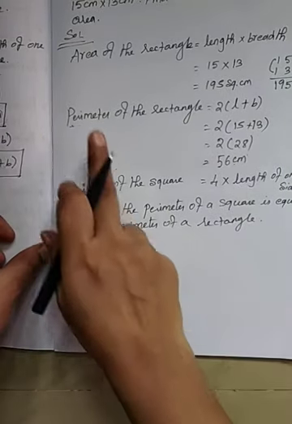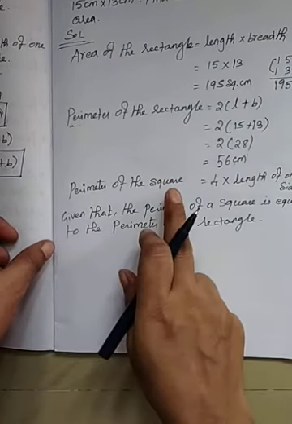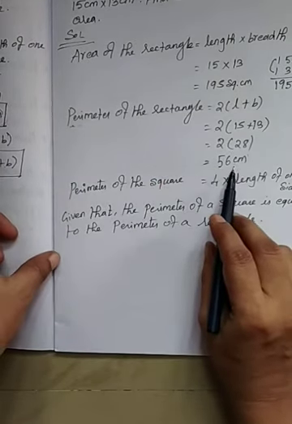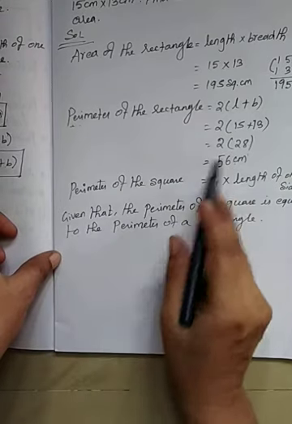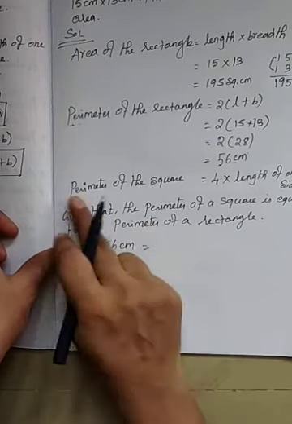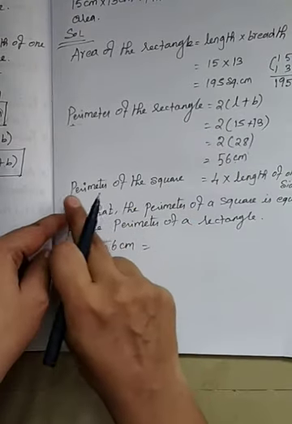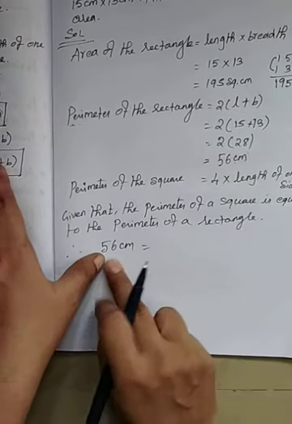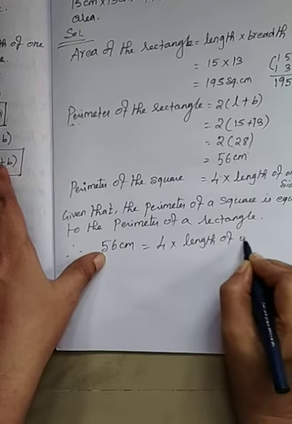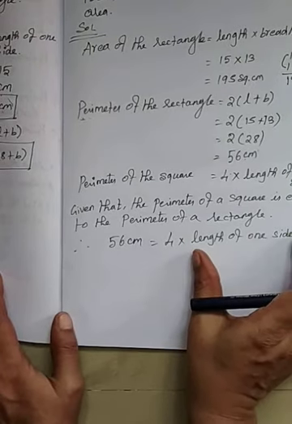Okay, so in this given condition, you have to write perimeter of the square. Okay, see here, what is the perimeter of the rectangle value? 56. So we have to write perimeter of the square value is also 56. So therefore, write 56 centimeter, perimeter of the square is nothing but perimeter of the rectangle. This is the given condition. So we have to write perimeter of the square is equal to 56. This one 4 into length of one side. Okay, see here, now you have to find the length of one side.